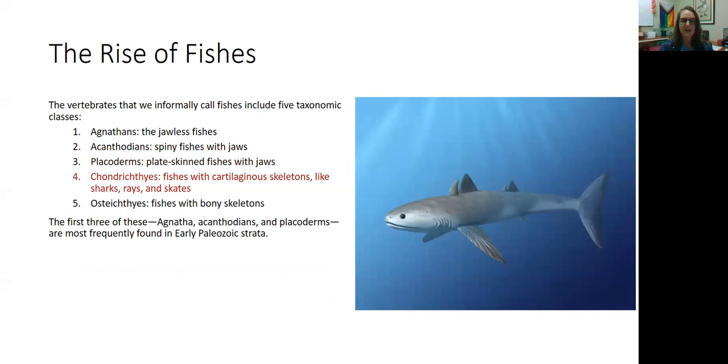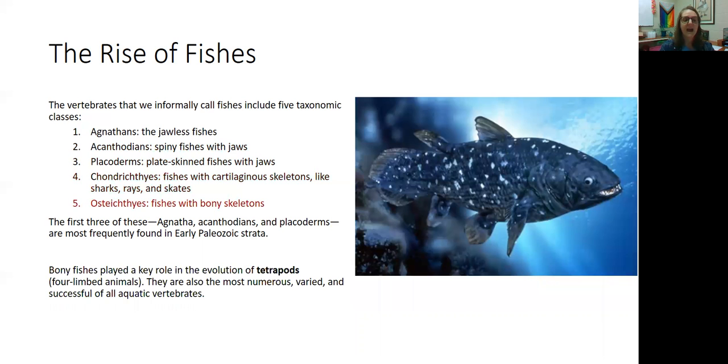We get chondrichthyes. These are fish with cartilaginous skeletons like sharks, rays, skates. So cartilage is like the stiff structure in your ear, right? It's firm, it's stiff, but it's still flexible, it's still bendable, unlike bone. So sharks, rays, skates, they have a skeleton, but it's that flexible cartilaginous skeleton rather than the hard bony structures that we have. And then finally, the fishes with bony skeletons evolved.